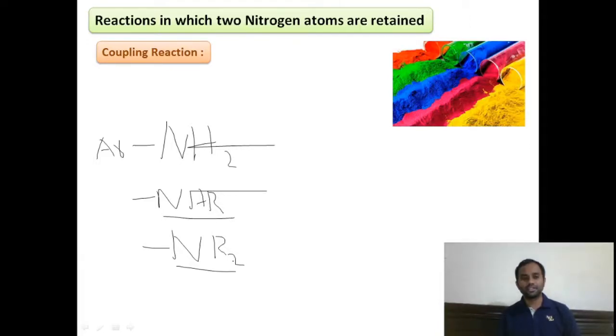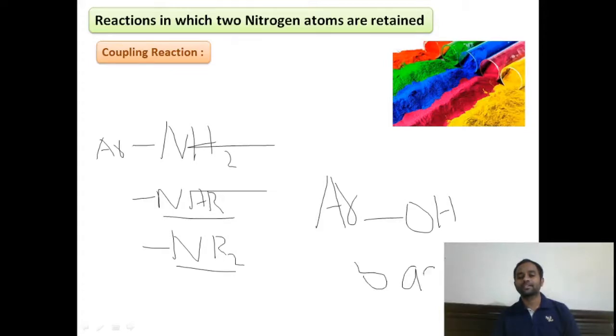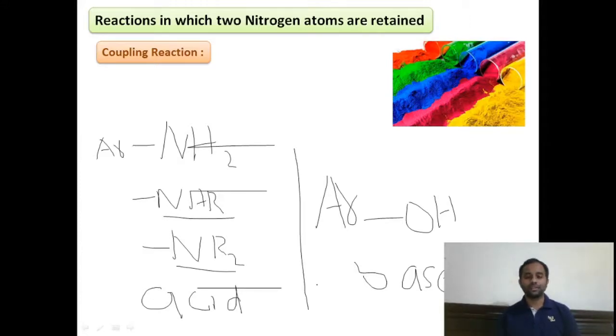Of course, in this coupling reaction, our benzene diazonium chloride will also undergo coupling with aromatic compounds having OH functional group, that is in which the aromatic ring is connected to hydroxy group, that is phenol, in presence of a weak base medium, weak base, right? Whereas these amines will undergo coupling in weak acid medium, right? This is what the coupling reaction is about, right?